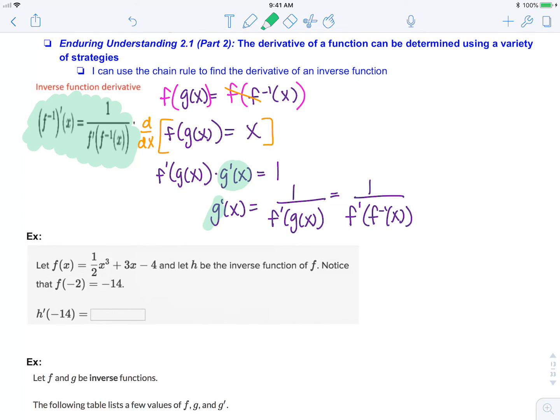So this is a rule that if you can't memorize it, you can derive it as quickly as I just did there to use in any problem that is discussing an inverse.